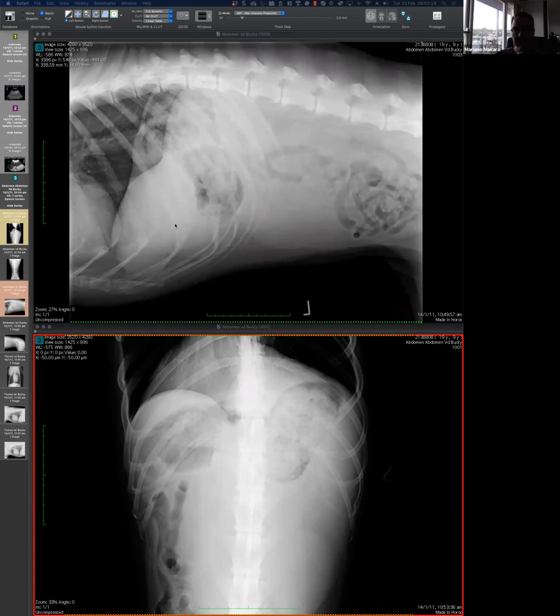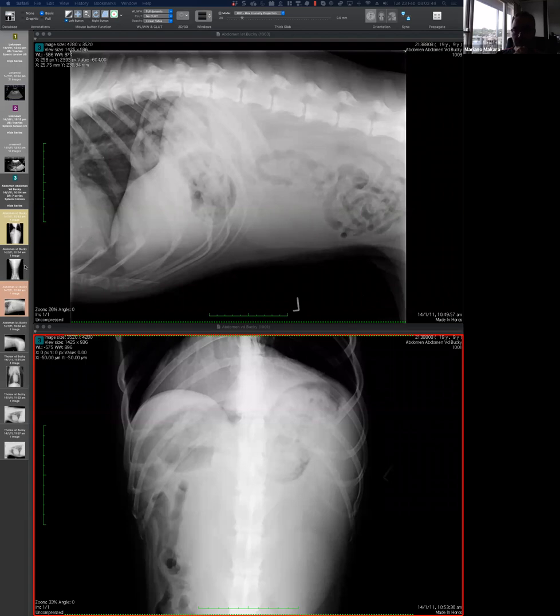There are a bunch of images. I would say probably none of them is just perfect, in the thorax and abdomen. It seems that they got the cranial abdomen and then they got the caudal abdomen. Similarly in the DV, it is either the cranial or the caudal abdomen. It's not technically perfect, but I think it's probably okay.